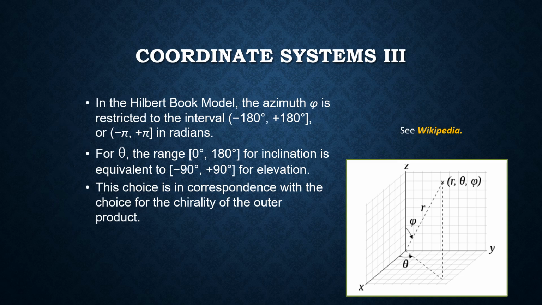In the Hilbert Book Model, the azimuth phi is restricted to the interval -180 degrees to +180 degrees, or -π to +π in radians. For theta, we use the range -90 degrees to +90 degrees for elevation. This choice is in correspondence with the choice for the chirality of the outer product.